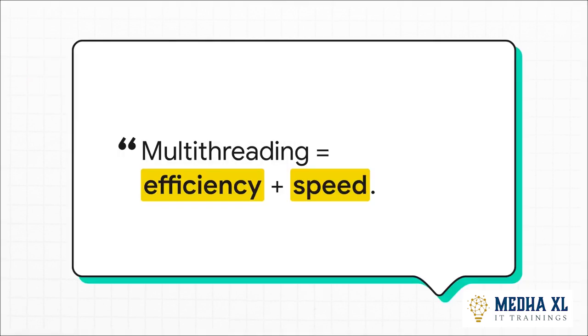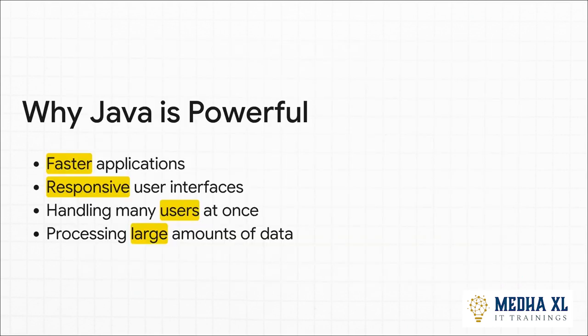So if there's just one thing you take away from this, let it be this right here. Multithreading is the engine that drives modern software performance. It means efficiency because you're not wasting time waiting around, and it means speed because you're literally getting more done at the same time. And this is exactly why this whole concept makes a language like Java so powerful. It's how we get faster applications. It's the reason your user interface doesn't just freeze up when the app is doing some heavy lifting in the background. It's how a website can handle thousands of people all at once, and how we can crunch through massive amounts of data so quickly.